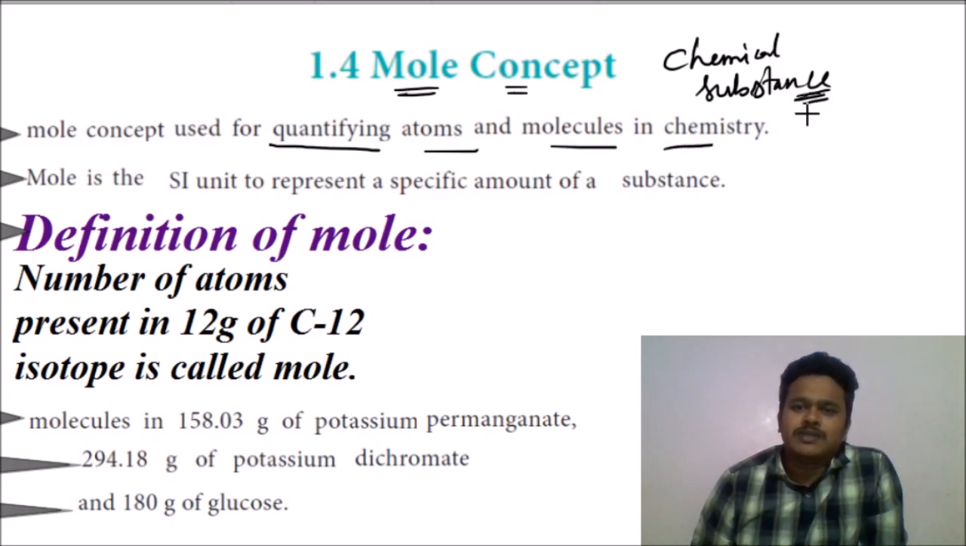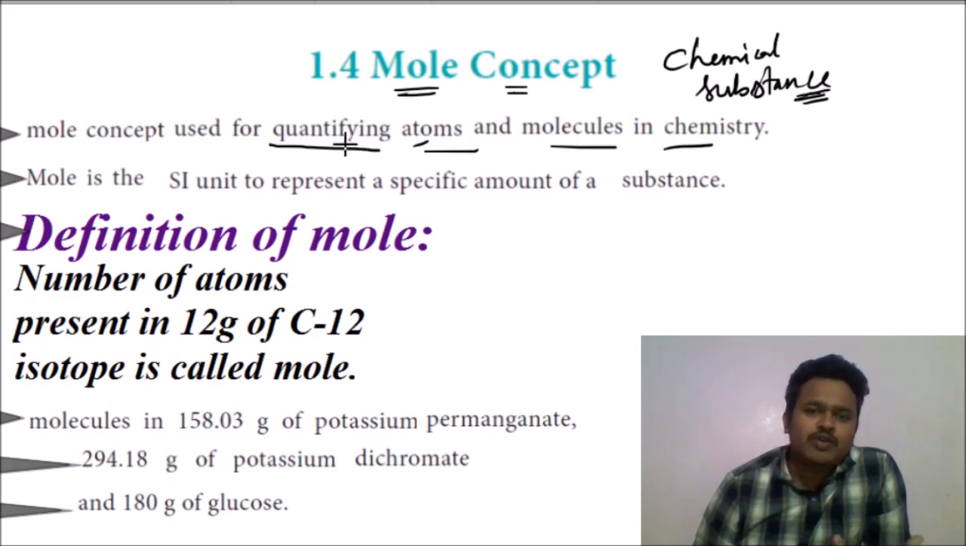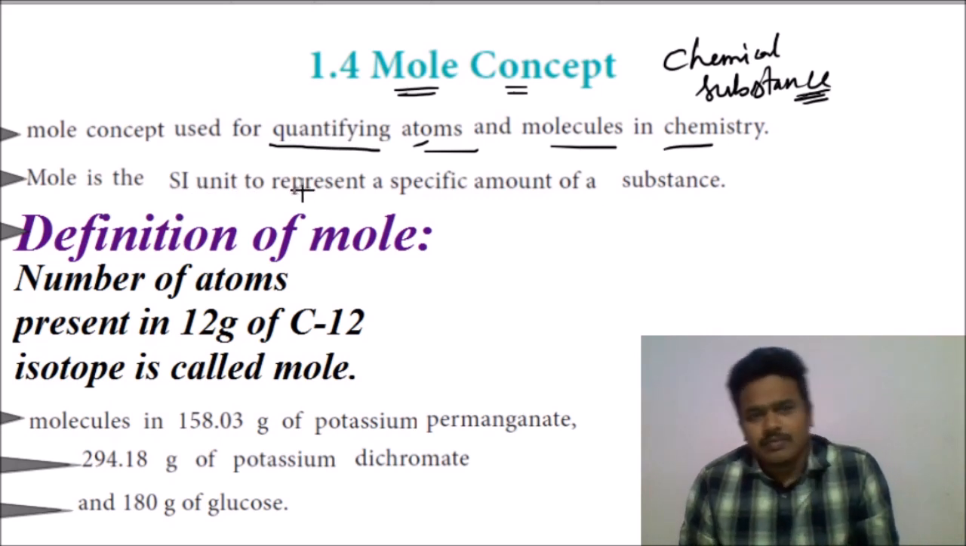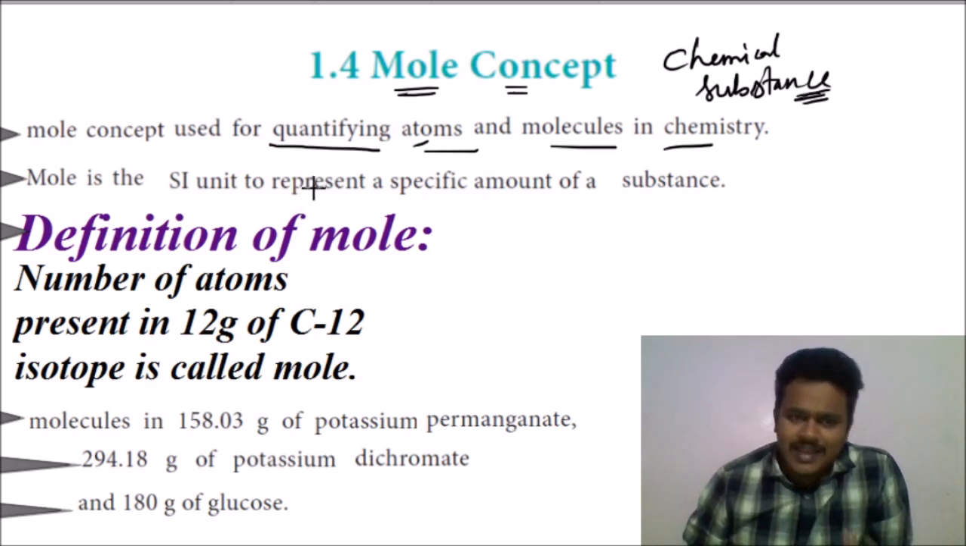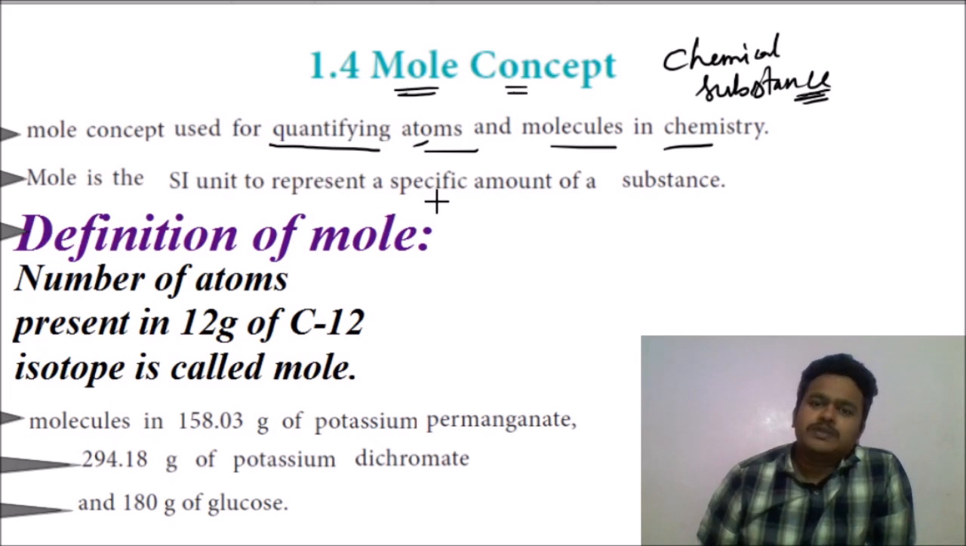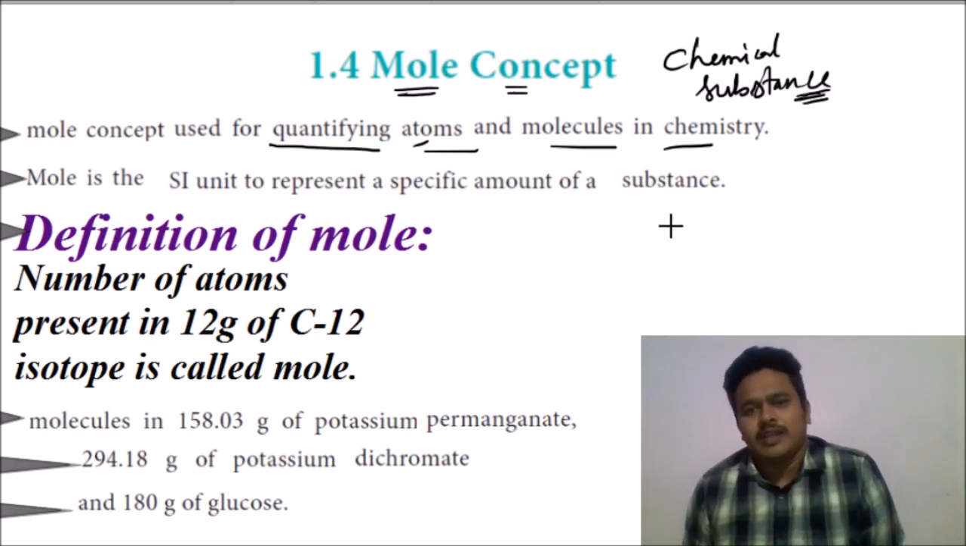A chemical substance in chemistry may be atoms or molecules. Quantifying is the standard word we have to use here, that means you have to measure the quantity. So mole is an SI unit. For length the SI unit is the meter, for time the SI unit is the second. In a similar way, mole is the SI unit to represent the specific amount of a chemical substance.